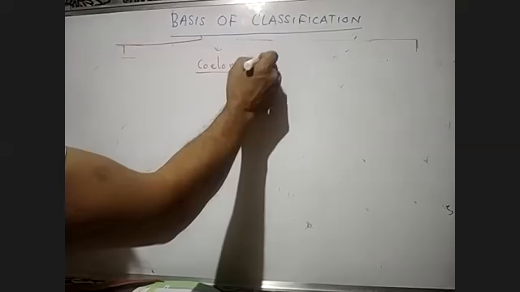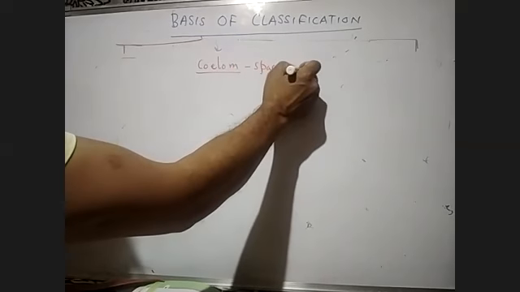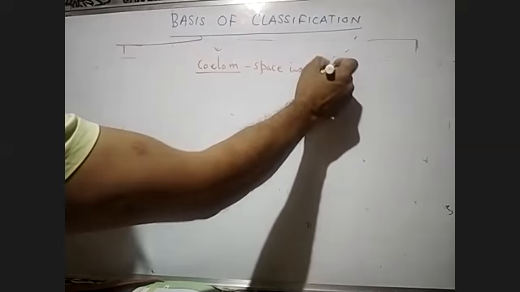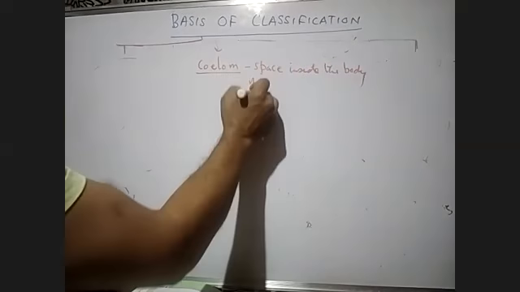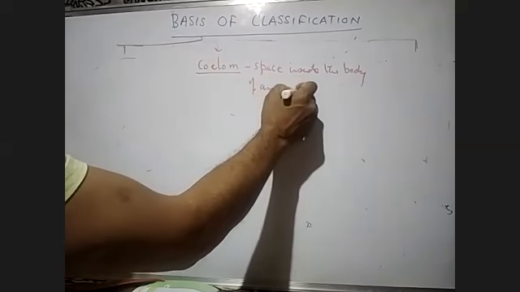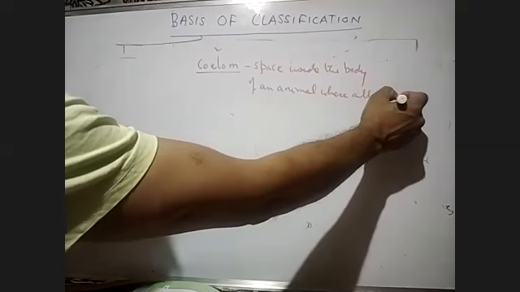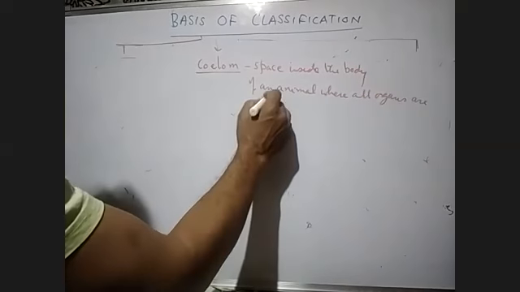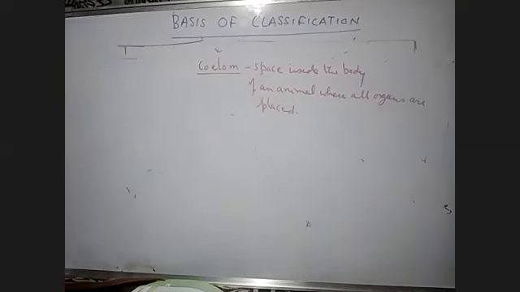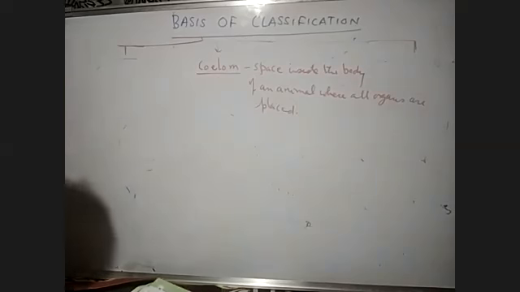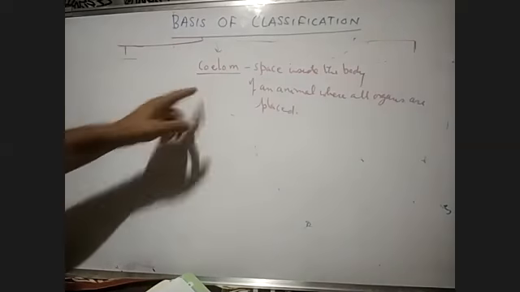Coelom is a space inside the body of an animal where all organs are placed. This space or cavity is called the coelom. So here we look at the presence or absence of the cavity. This is called coelom or the cavity.